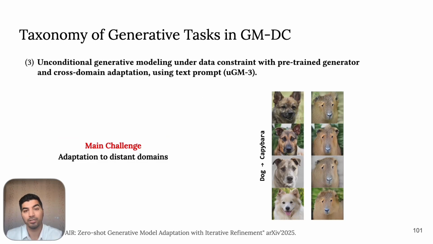The major challenge of this task is adaptation to distant domains, as the similarity between source and target domain decreases. Without having any sample from the target domain, that would be really hard to adapt. For example, you can see some results from adapting dog to capybara. Because of the difference between source and target domains, the quality of the adapted samples is degraded a lot.